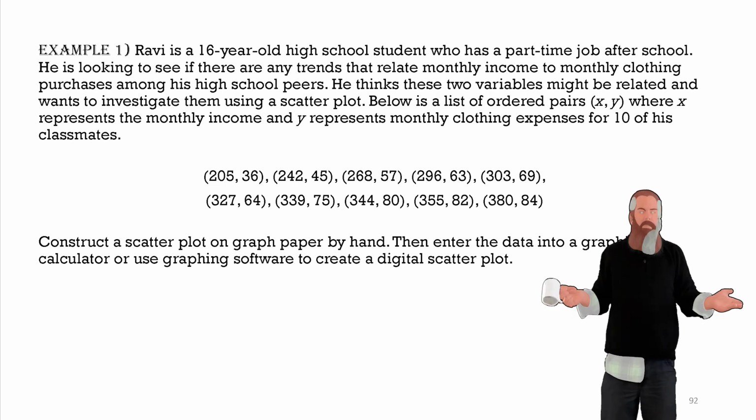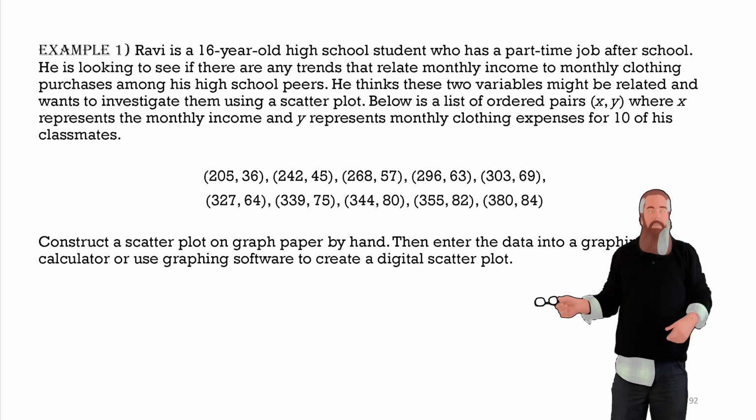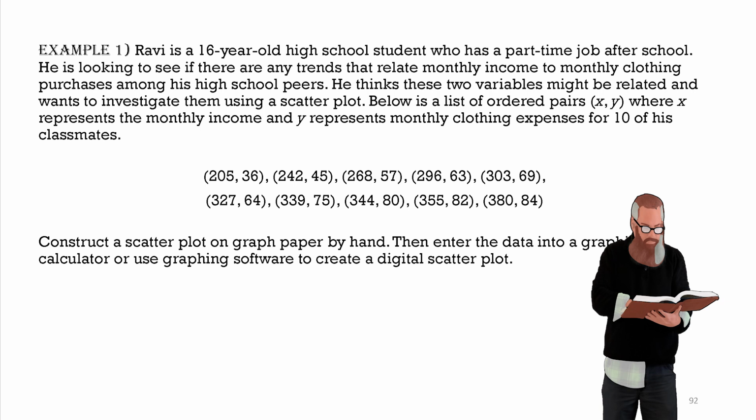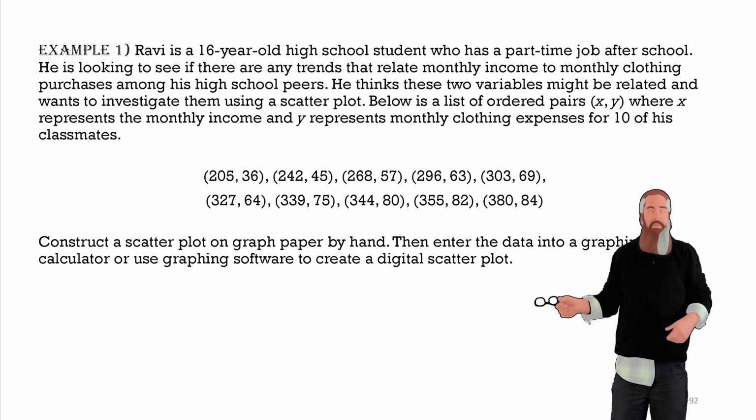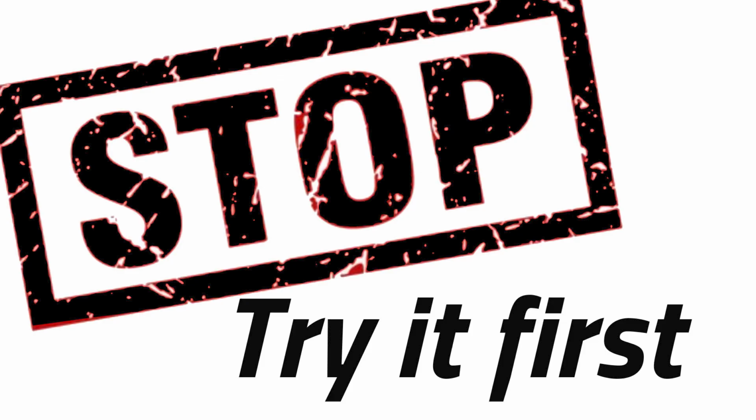Below is a list of ordered pairs, that's x's and y's, where x represents the monthly income and y represents the monthly clothing expenses for 10 of his classmates. Construct a scatter plot on graph paper by hand, then enter the data into a graphing calculator or use graphing software to create a digital scatter plot.